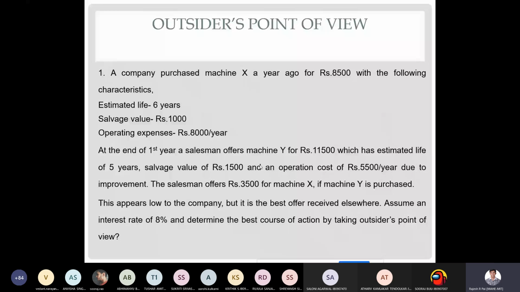At the end of the first year, a salesman offers Machine Y for rupees 11,500, which has an estimated life of 5 years, salvage value of 1,500, and an annual operating cost of 5,500 per year due to improvement. The salesman offers rupees 3,500 for Machine X if Machine Y is purchased. This appears low to the company, but it is the best offer received elsewhere. Assume an interest rate of 8% and determine the best course of action by taking outsider's point of view. Okay, so this is the question.